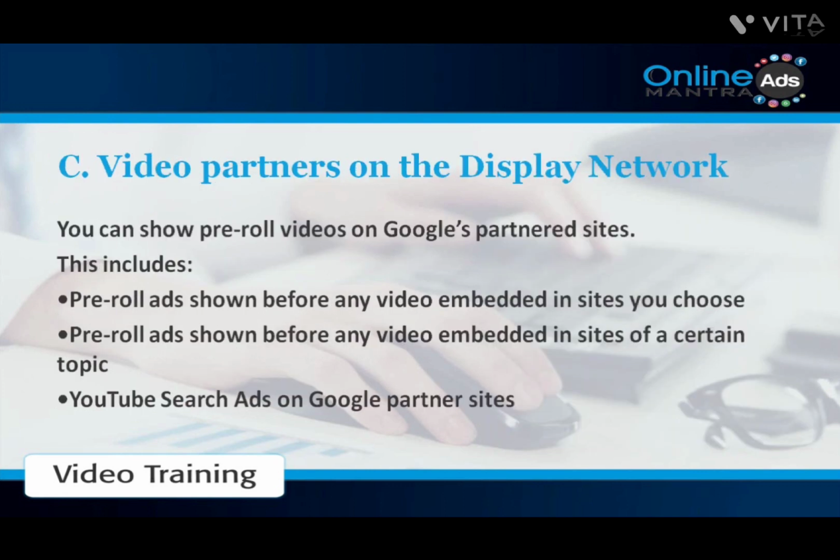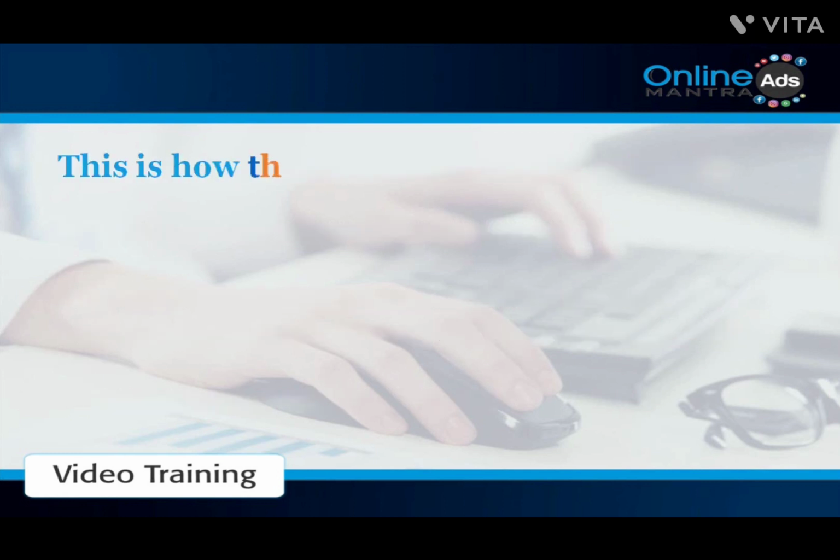See video partners on the display network. You can show pre-roll videos on Google's partnered sites. This includes pre-roll ads shown before any video embedded in a site you choose, and pre-roll ads shown before any video embedded in sites of a certain topic. YouTube search ads on Google partner sites. This is how they look.